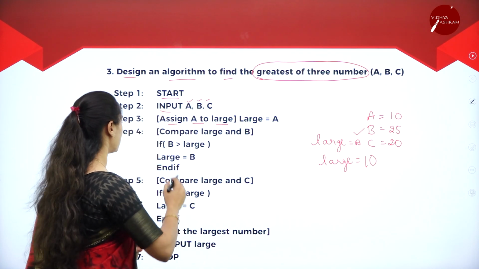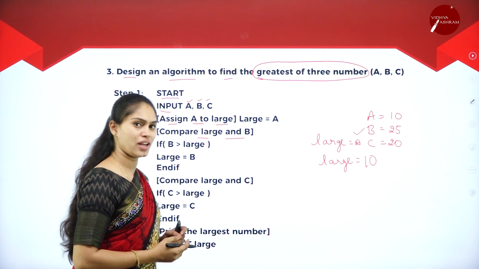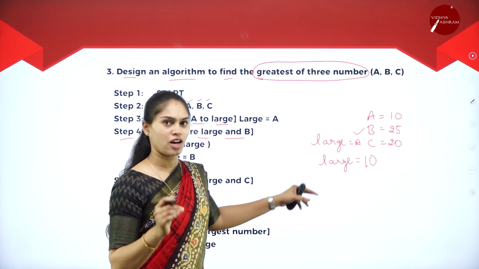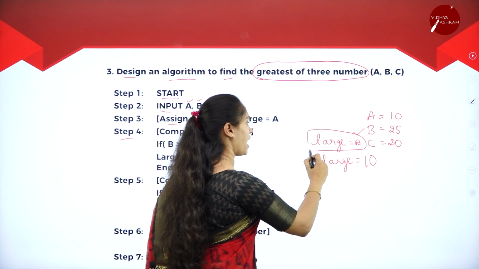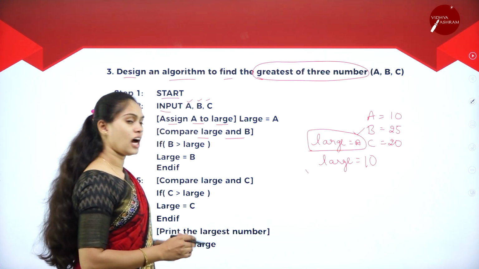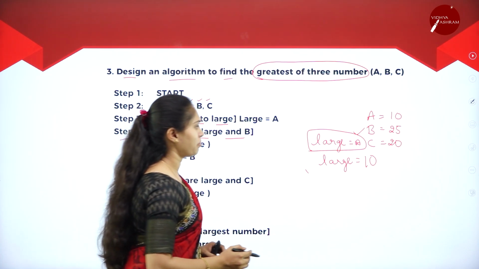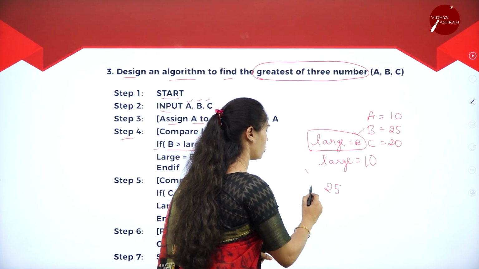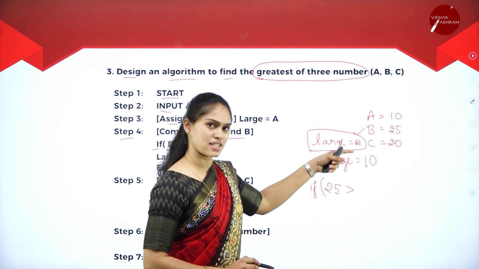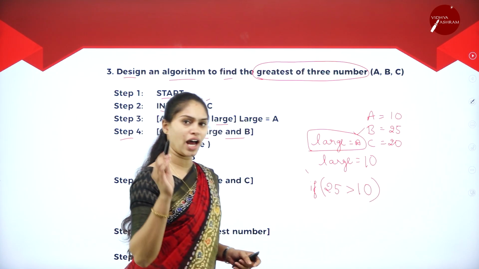Okay, so now we'll see the next step. In step 4, I'm going to compare large and B. You must know which is the large as of now, that is the A value. A will be considered as large. So I am going to compare this A value with B now. We'll see how we are going to compare, that is, if B is greater than large. What is the B value here? 25. So if 25 is greater than large, which is the large number that I have specified, that is A, then what is the value of A? That is 10, right?